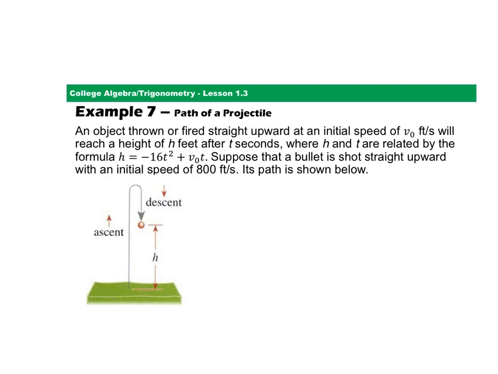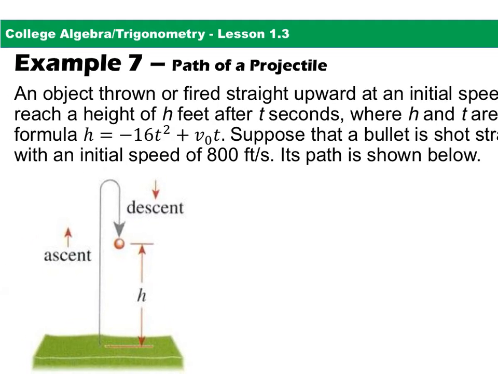An object is thrown or fired straight upward. Think about that. If you take a ball and throw it straight up, visualize yourself throwing a ball straight up in the air. When does it reach the highest point? Once it reaches the highest point, what does it do? It comes back down. So they give you a formula right here.